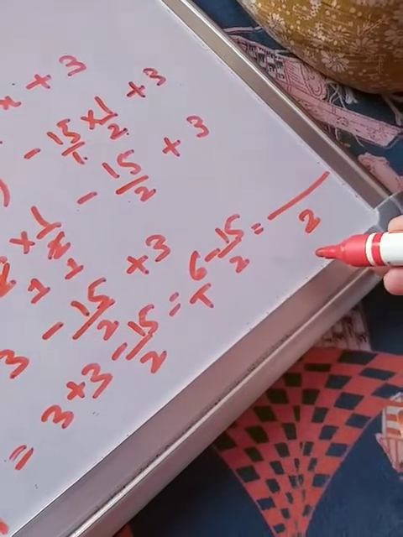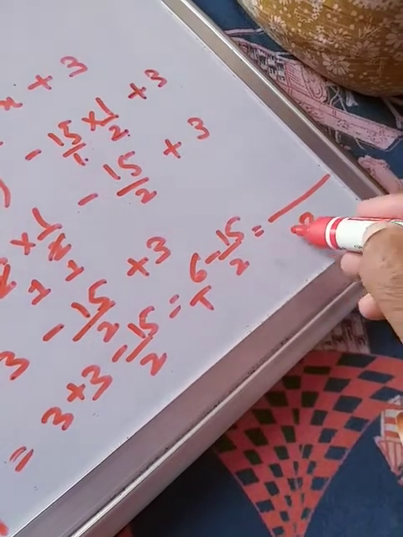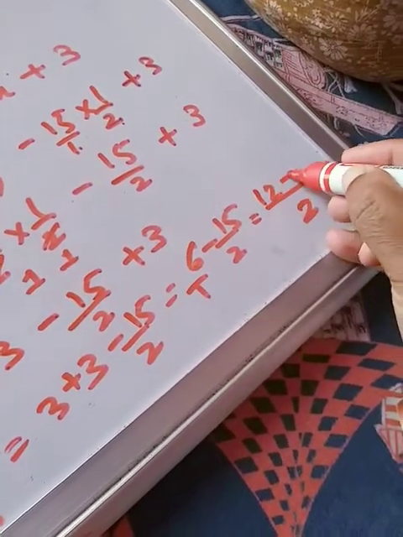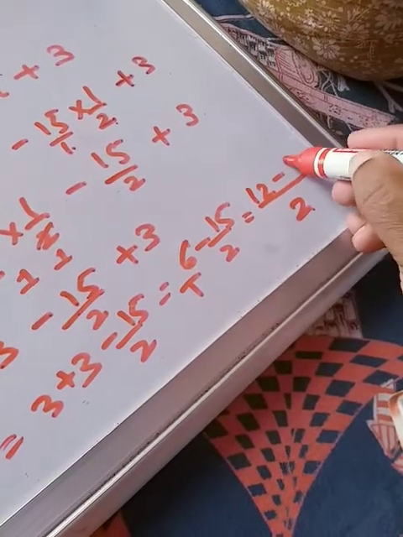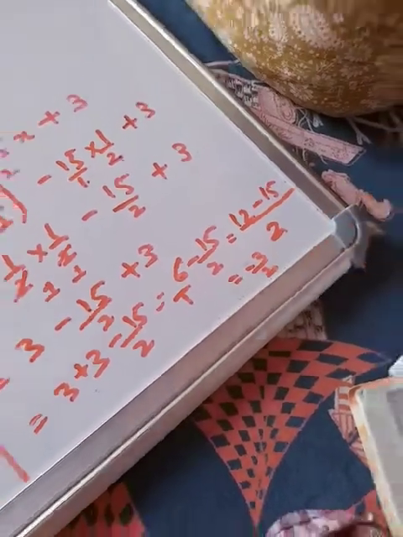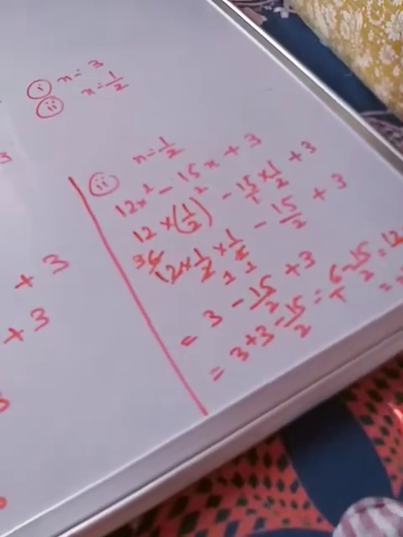Okay. So if I divide 2 by 1, what is the answer? 2. So 2 sixes are 12. If you divide 2 by 2, what is the answer? 1. So 1 into 15 is 15. Exactly. So the answer is minus 3 by 2. So this is the solution of sum number 2 of question number 4.